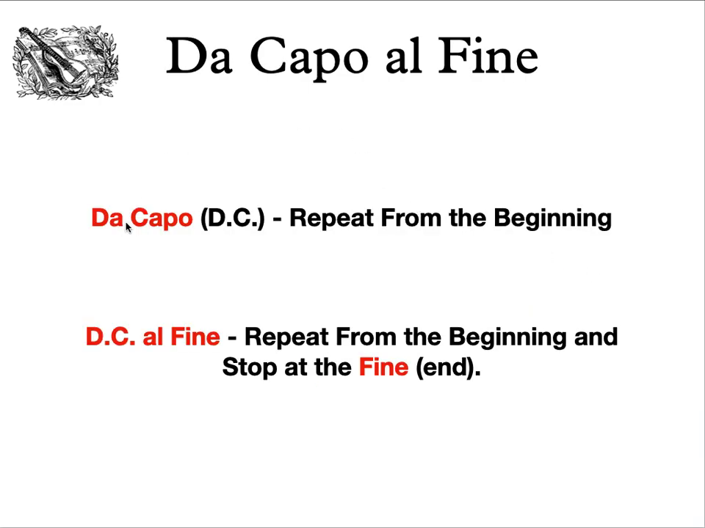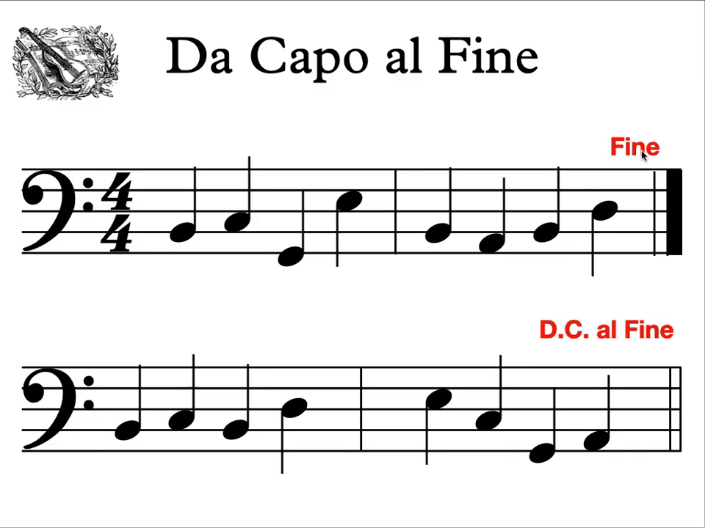Okay, so now some written repeat signs. We have a da capo, repeat from the beginning, DC, da capo. So that's important that you notice it's a C, and DC al fine. So repeat from the beginning and stop at the fine. Which may not be at the end of the music, it may be in the middle. So the fine is here in a middle section. So we're going to go from here all the way to here.